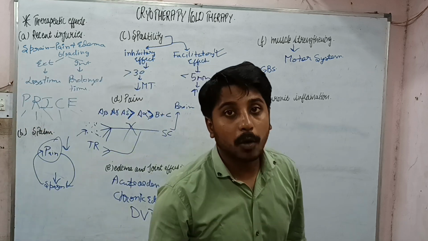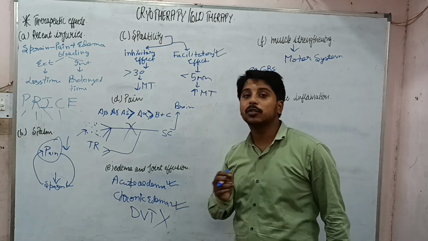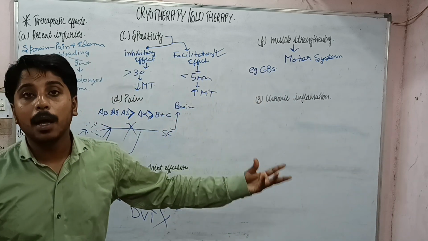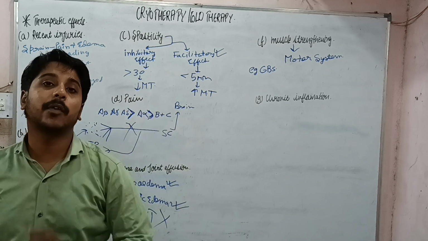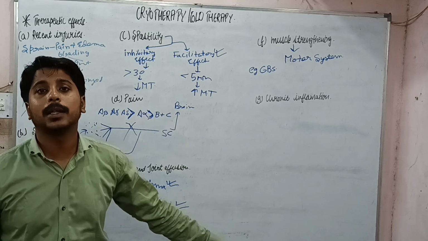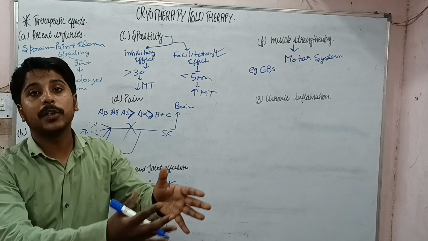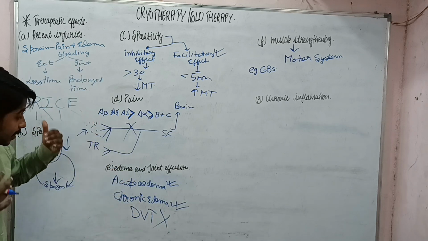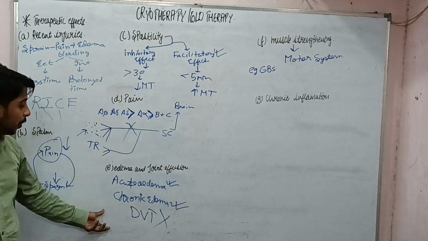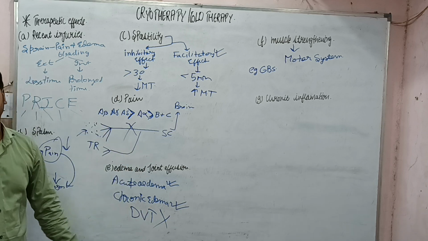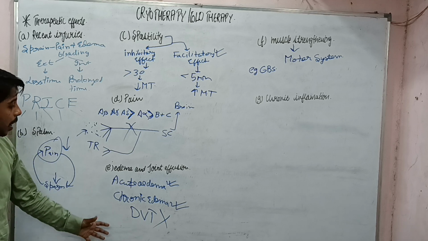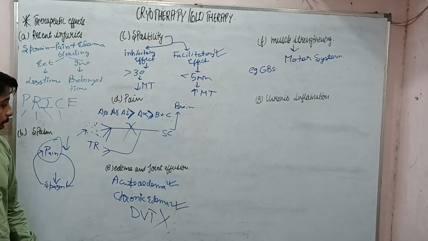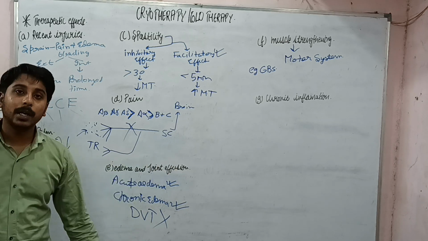Why? Because in DVT, that is deep vein thrombosis, there is already an obstruction to the blood flow, that is, there is a thrombus formation, and if we further apply the cold pack, there will be again vasoconstriction, which will further reduce the blood flow, and instead of giving us a benefit, it will cause a very bad effect, that is a detrimental effect on the patient. Okay, so first identify the cause of edema. Okay, so this is about chronic edema and joint effusion.